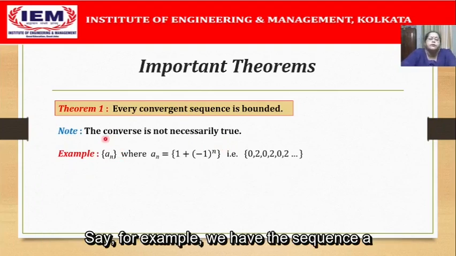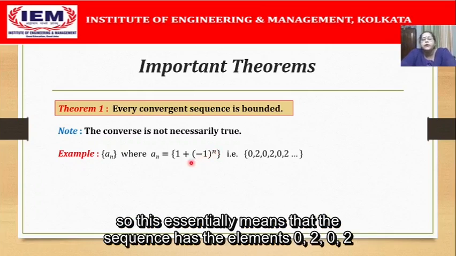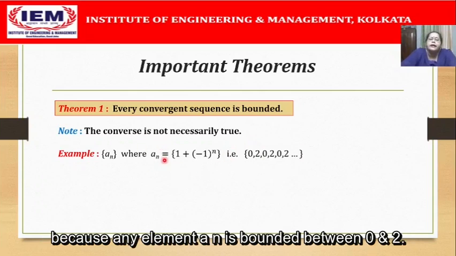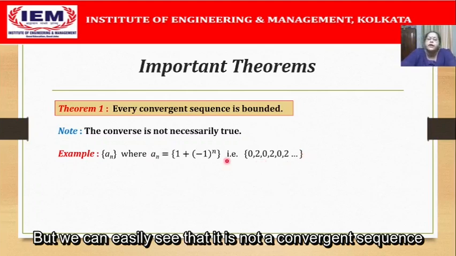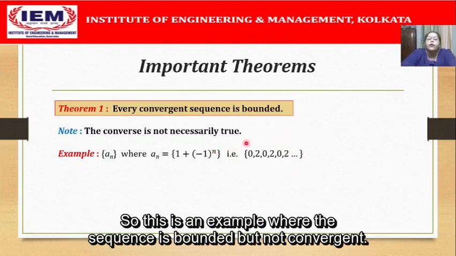Say for example, we have the sequence a_n where the nth term is given by 1 plus (minus 1) to the power n. So this essentially means that the sequence has the elements 0, 2, 0, 2 and so on. Now, notice that this is a bounded sequence because any element a_n is bounded between 0 and 2. But we can easily see that it is not a convergent sequence because this sequence does not have any unique limit. So this is an example where the sequence is bounded but not convergent.